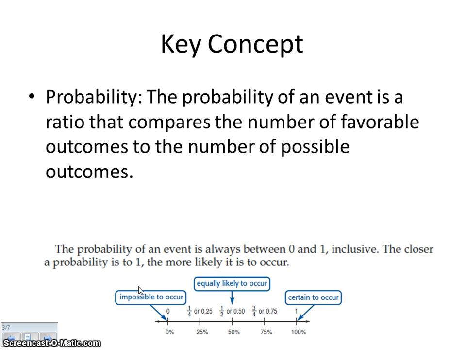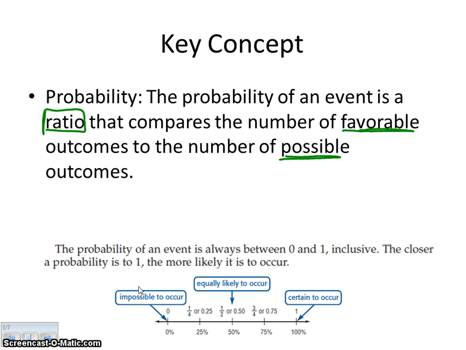Alright, so the probability of an event is a ratio that compares the number of favorable outcomes to the number of possible outcomes. Okay, and of course we've got that ratio word in there. That's just going back to saying a ratio is a comparison of two things, and here we're going to compare favorable outcomes to the number of possible outcomes.